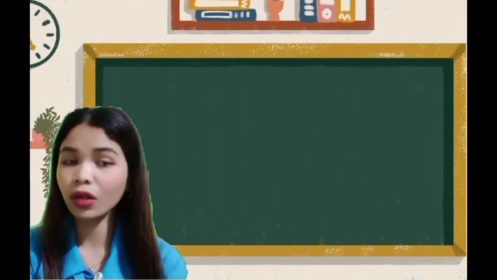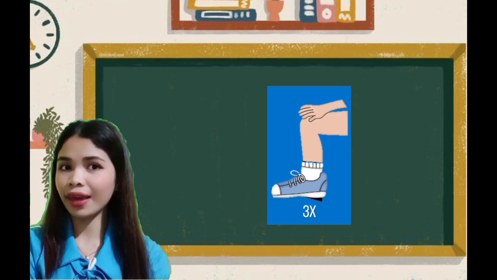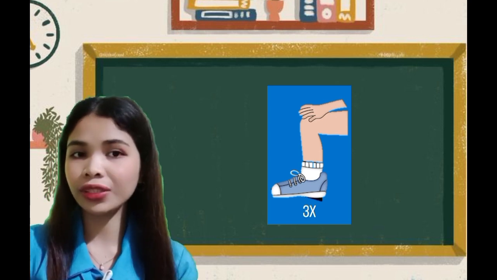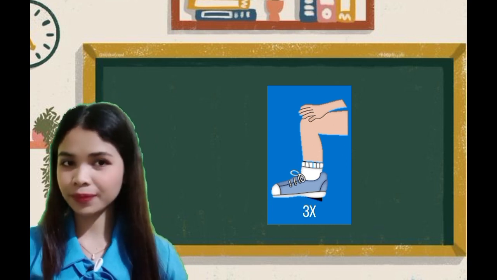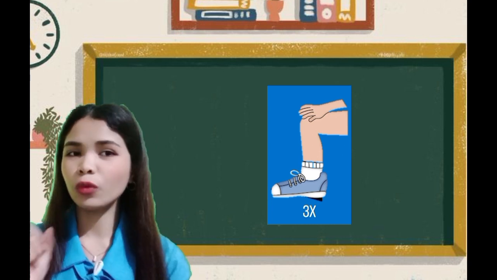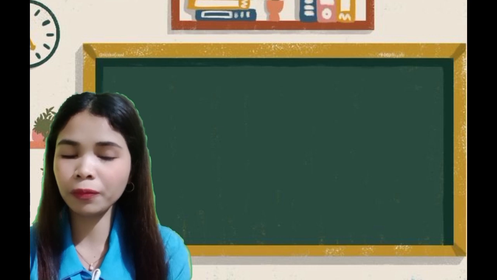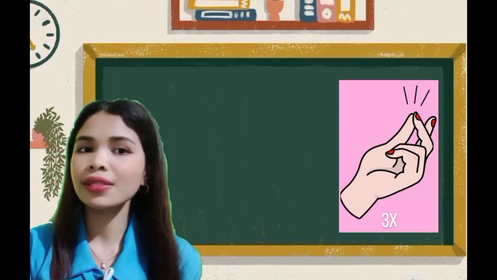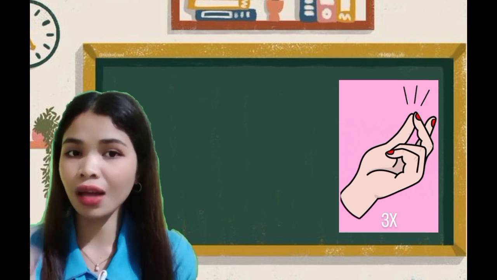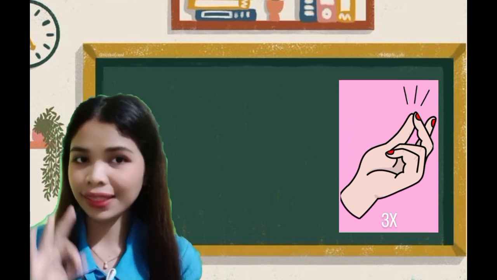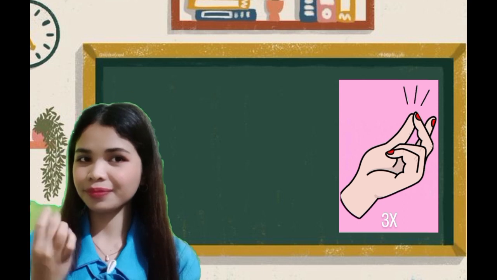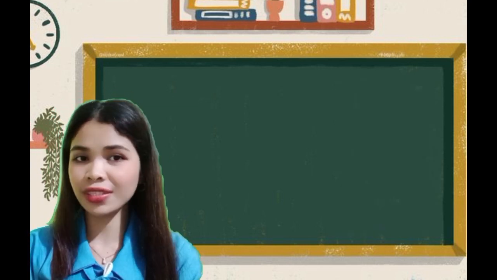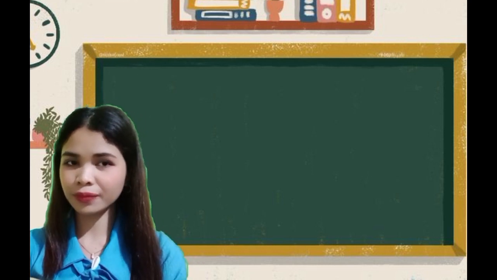And when you see the color blue with a tapping of knee sign, it means you need to tap your knees 3 times. And when you see the color pink paper with a snapping of fingers sign, it means you need to snap your fingers 3 times. Did you get it, class? Do you have any questions or clarifications?